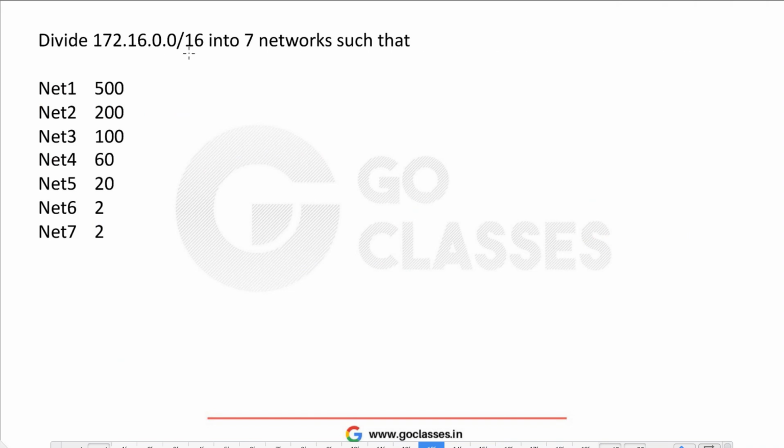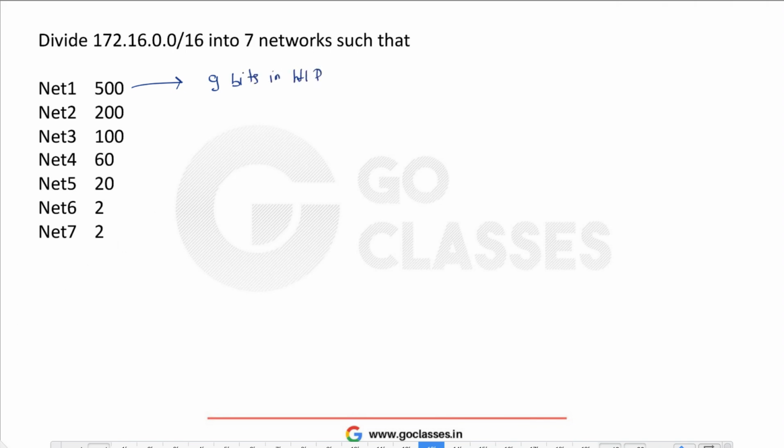Suppose that this address is given to you and they want to divide this into 7 networks such that one network is having 500 hosts or 500 addresses. This is 200, this is like that, right? Now for 500, how many bits you will be needing? You will be needing 9 bits in the host ID. 9 bits in host ID.